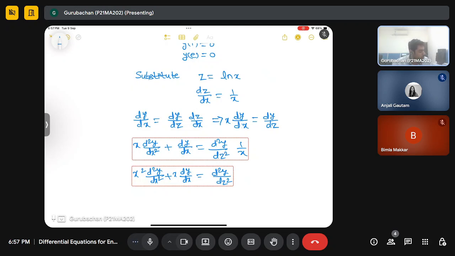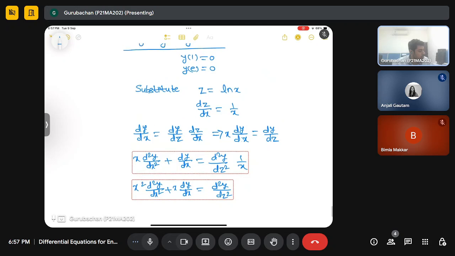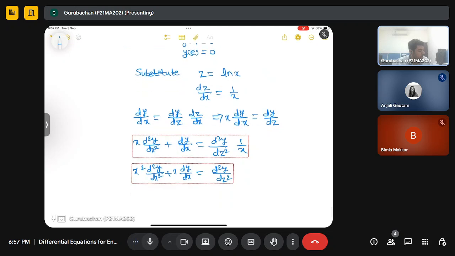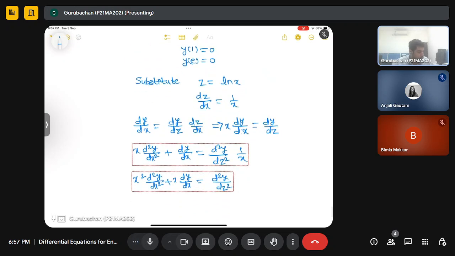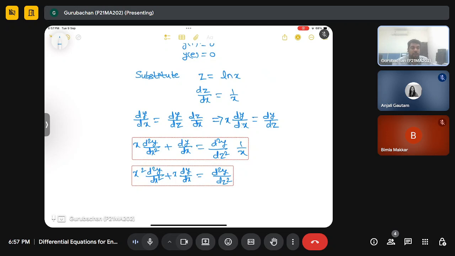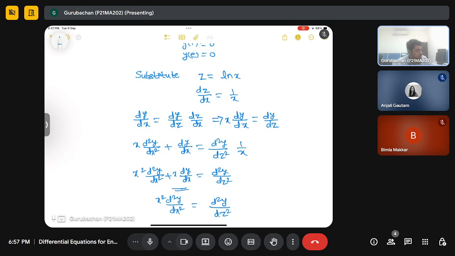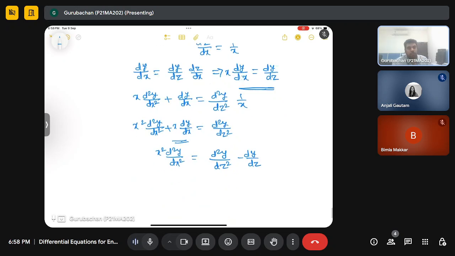So let us check it one more time. I think that this is correct. Since we want to find out the value of d2y by dx square, from here x square d2y by dx square will be d2y by dz square minus dy by dz. Now you put these values into the given equation, so this will be d2y by dz square minus dy by dz.